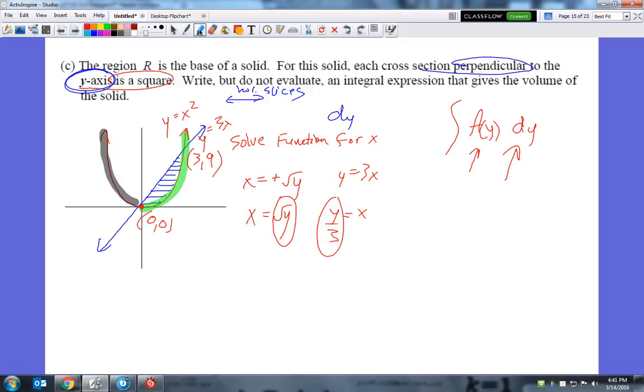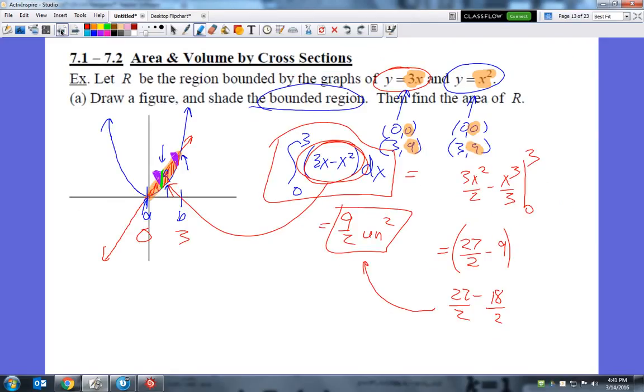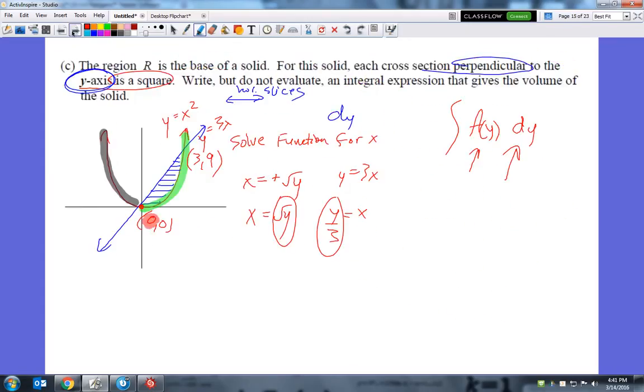So when I did vertical slices, on that one right there, I went from 0 to 3, because I'm looking from x to x. But when I do horizontal slices, which is what you see here, it's going to be from the low y to the high y. So it's not going to be 0 to 3. These are those small little minute mistakes people make. That's why it's just set up but do not evaluate. So it'll be 0 to 9, low y to high y, dy, because I'm in respect to y.